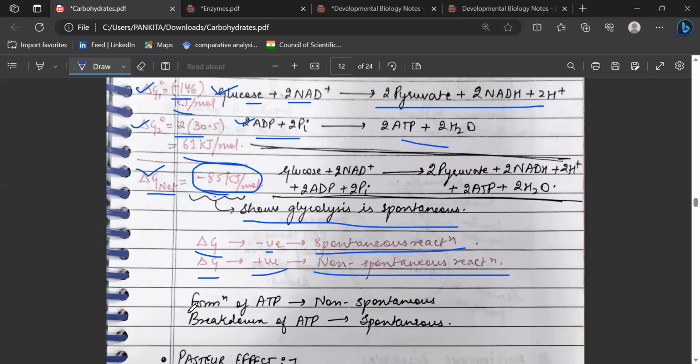So we know that formation of ATP is a non-spontaneous reaction because the Gibbs free energy of formation of ATP is positive. However, the breakdown of ATP is a spontaneous reaction because the Gibbs free energy of the breakdown of ATP is negative.